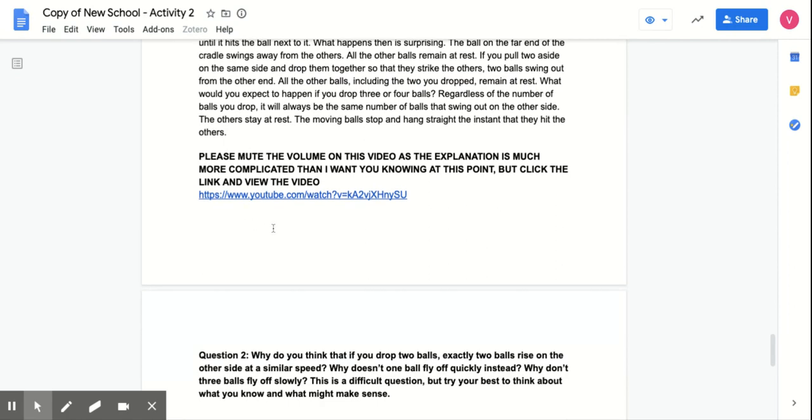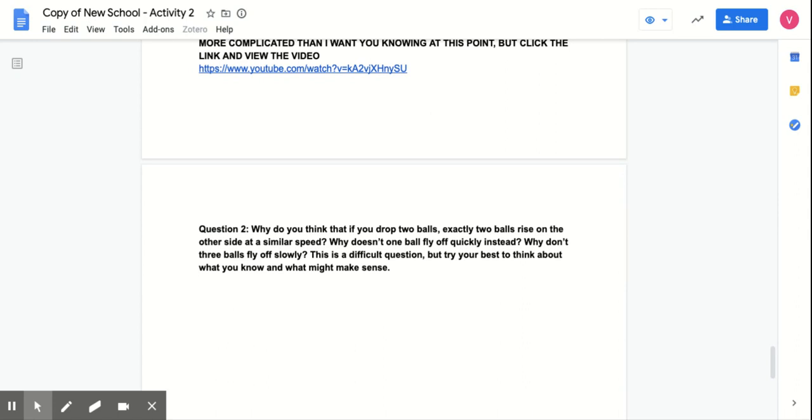I have a link here to a video, and I put in big, bold, capital letters: please mute the volume on this video, as the explanation is much more complicated than I want you knowing at this point. But if you click the link, you're going to see a really cool video that shows this Newton's cradle in action if you've never seen it. So pause my speaking, go ahead and watch that video, and when you're done, come back to this. We're going to go through question 2.